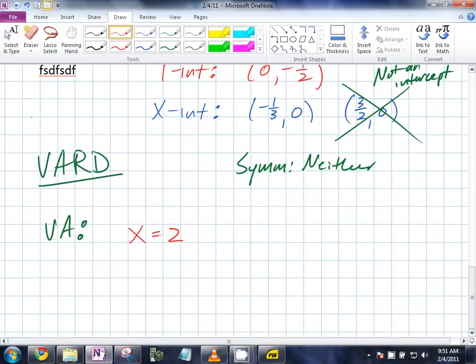What about removable discontinuities? That's what you canceled out. We know where it happens. What x value does it occur at?